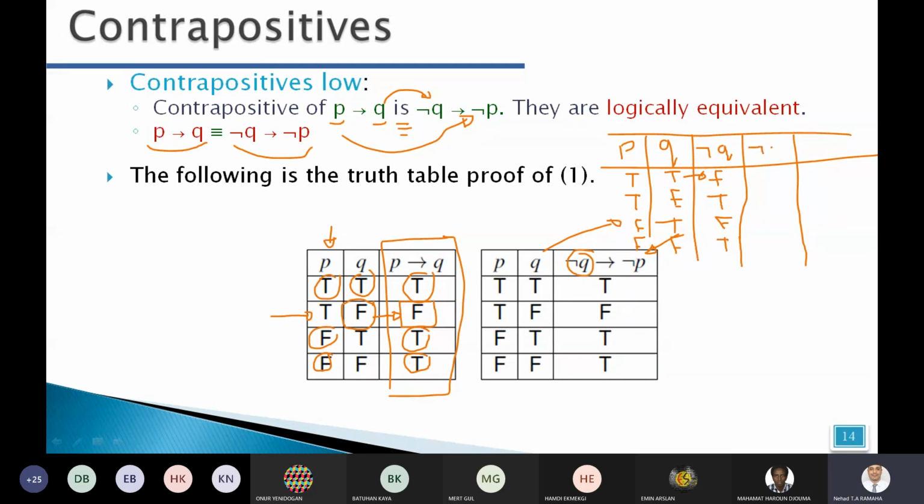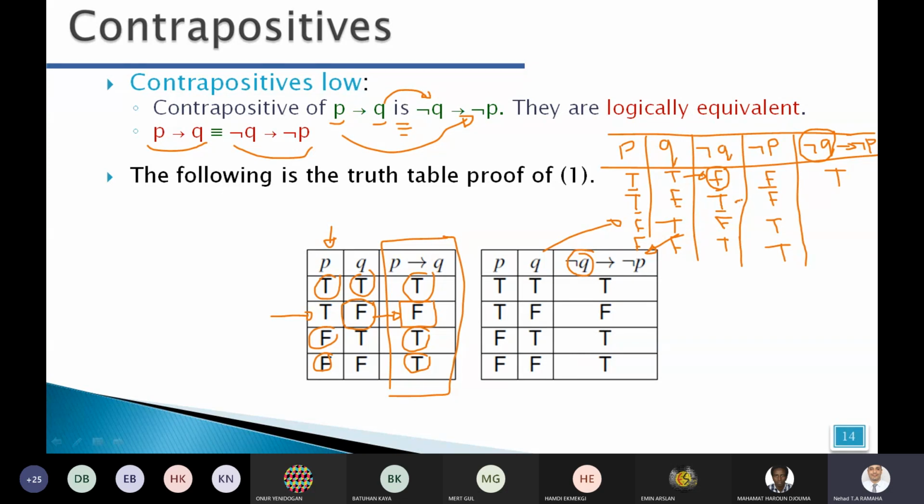Now we have not P. Here P, true becomes false, and false becomes true. Now I need to get not Q implies not P. Because this one is false, the hypothesis is false, then the result will be true.